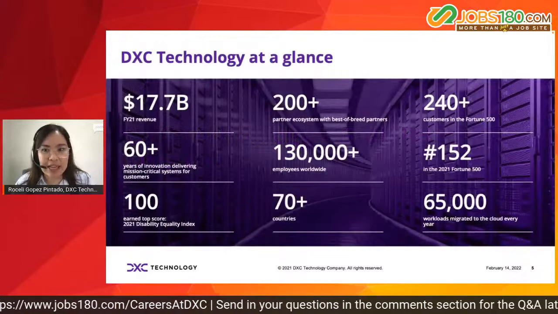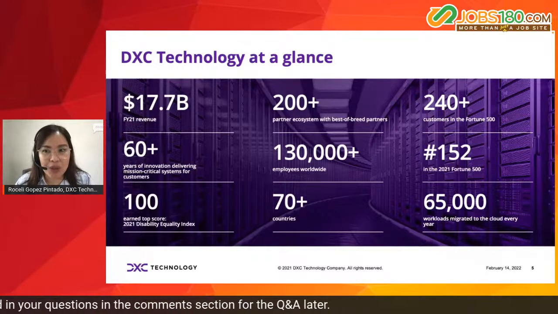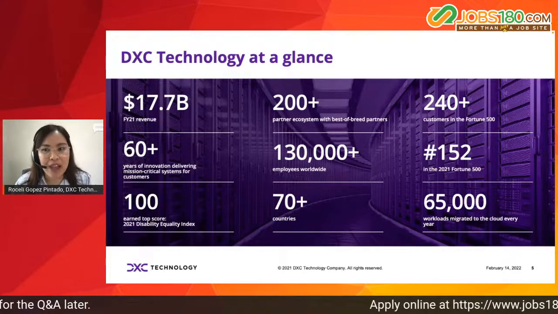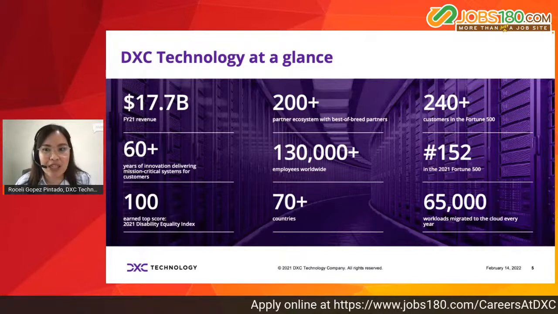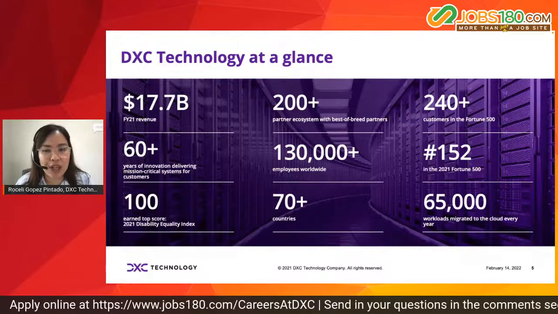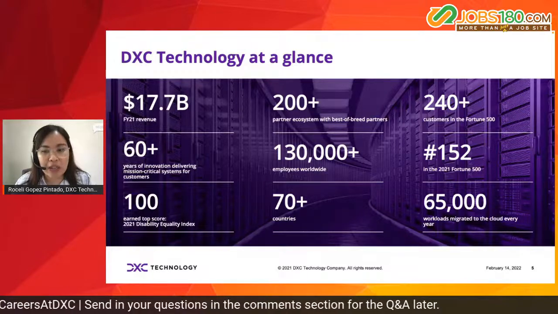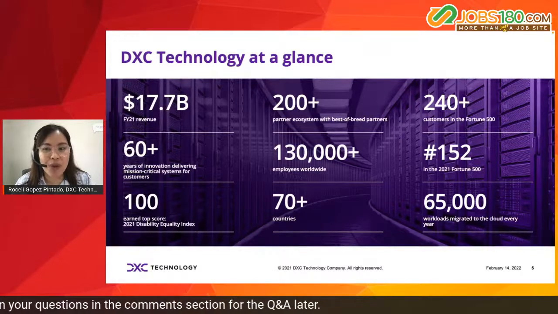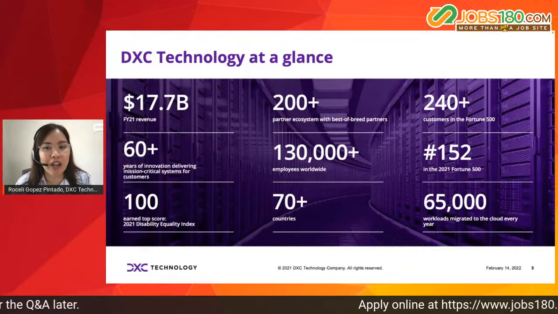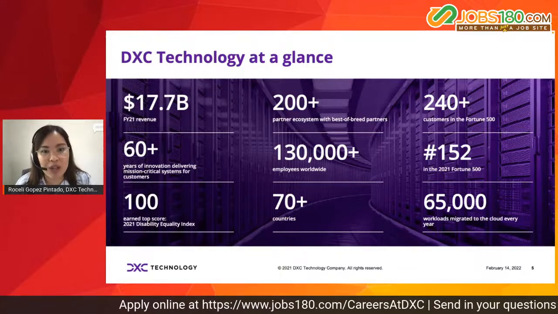So DXC is a multinational IT services company. We use the power of technology to build better futures for our customers, colleagues, the environment, and the communities around us, right? We are present in 70 plus countries. We have 130,000 plus employees worldwide. And we're catering to 240 plus Fortune 500 companies, right? These are our customers across different industries, and we have over 60 plus years of delivering technology and innovations to our customers.